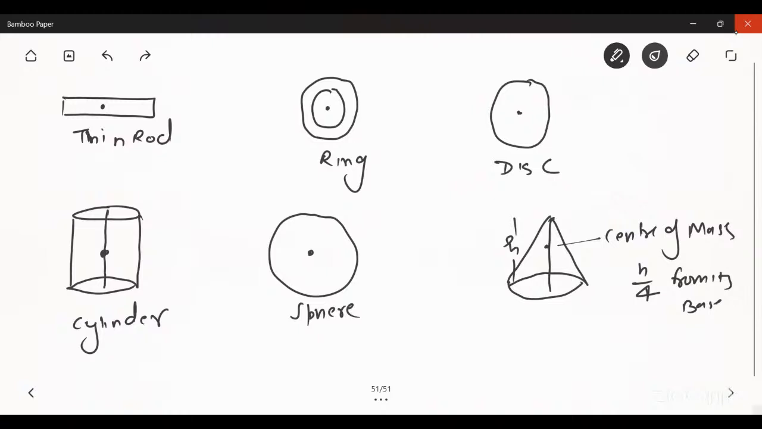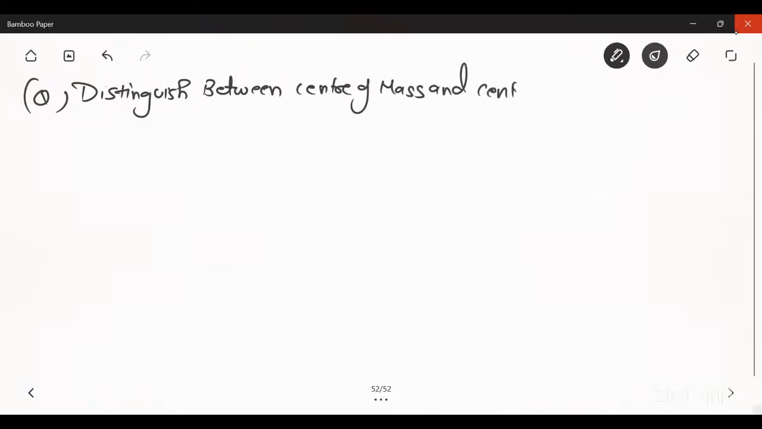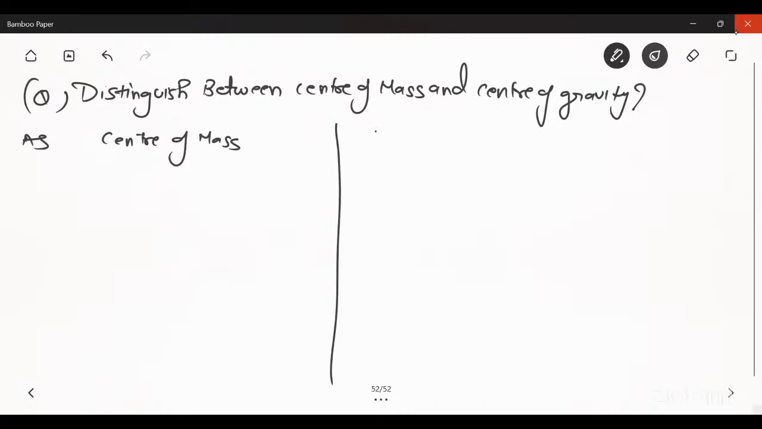Now, one question that came in your previous year papers from this chapter was: distinguish between center of mass and center of gravity. This previous year question has been repeated two to three times. So on one side you will take center of mass, and on the other side you will take center of gravity.